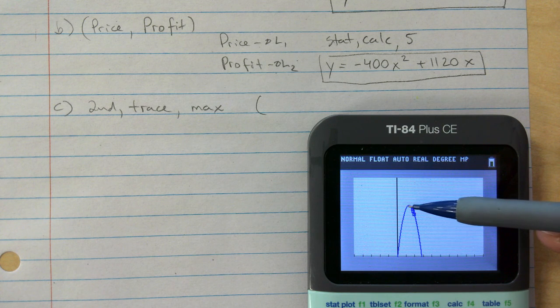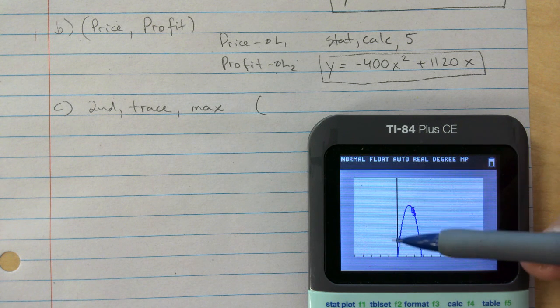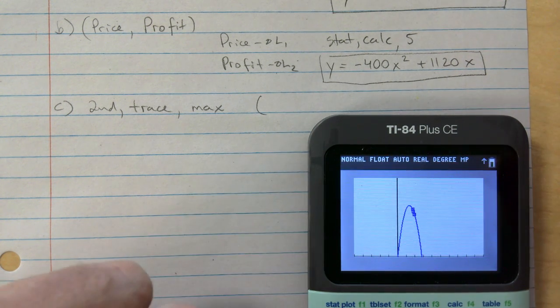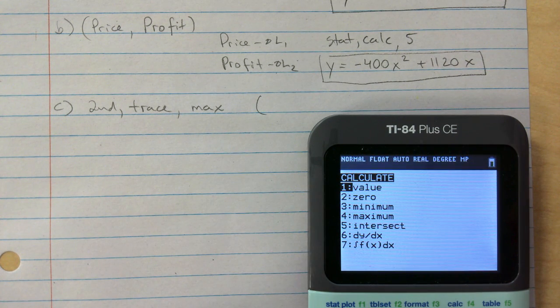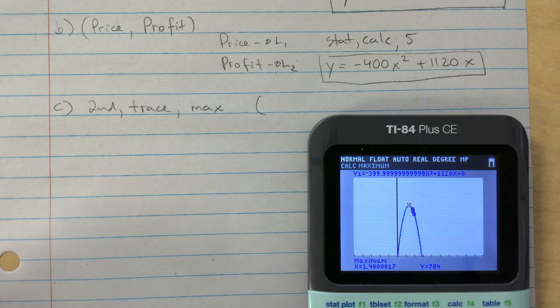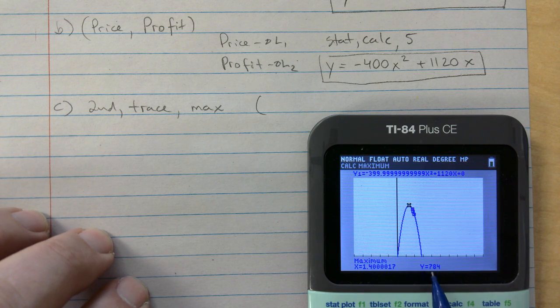And it's at this point right here, notice, right? The y is your profit. So the highest point will give you the maximum profit. So second trace 4, go to the left of it, enter, go to the right of it, enter, enter. So it's 1.40, 784. Right? That's the point I'm interested in.